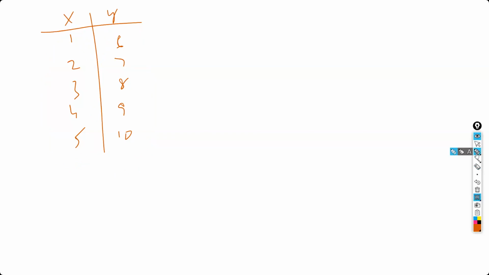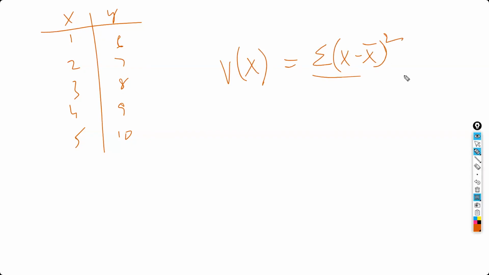How is it calculated? If you want to calculate the variance of x, the formula is sigma of (x minus x bar) whole square divided by n minus 1, if it is sample variance.